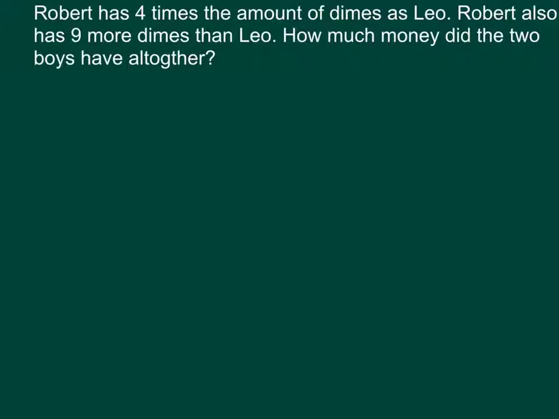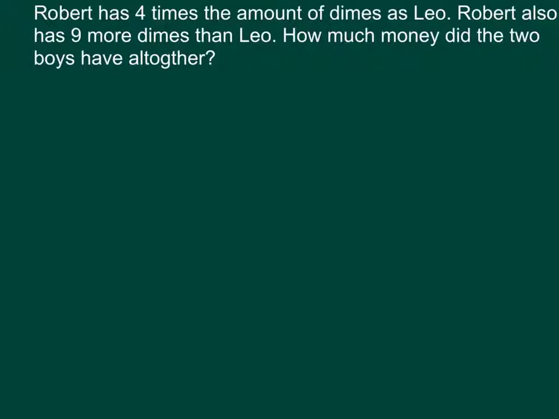Robert has 4 times the amount of dimes as Leo. Robert also has 9 more dimes than Leo. This is the same Robert, the same Leo. How much money did the two boys have all together? Now, let's take what we know. It looks like Robert has more dimes than Leo, however many Leo has.